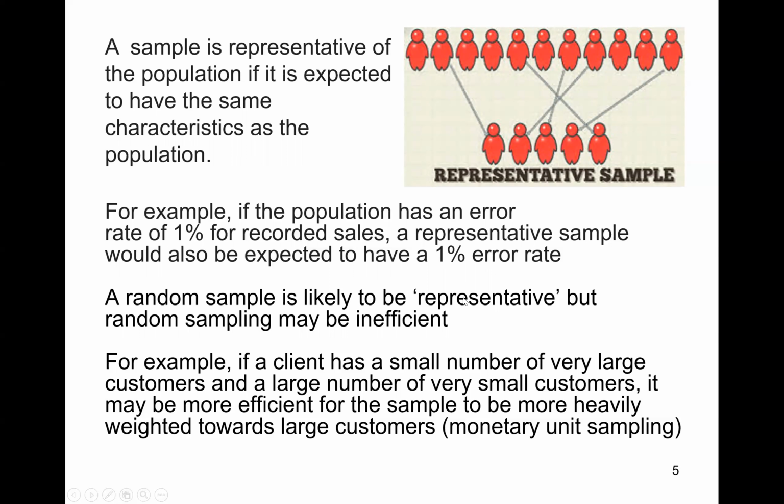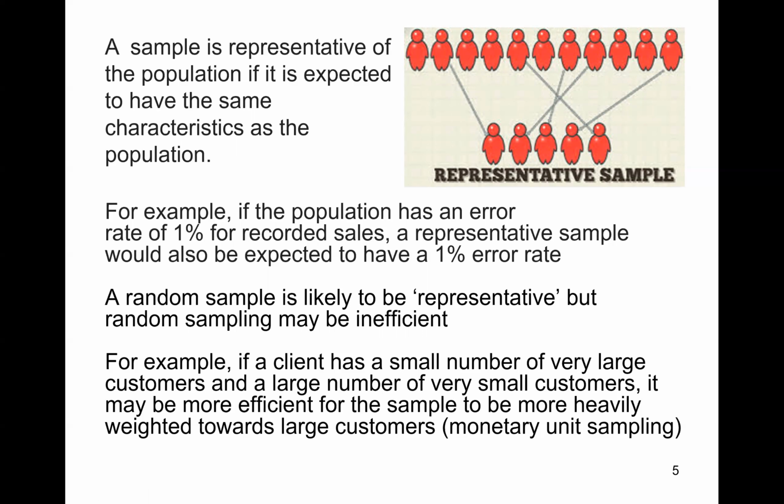Now, a random sample is likely to be representative, but the downside of random sampling is that it's likely to be inefficient. When you draw a sample at random, you're not imposing any criteria on how you select items for the sample. But that may not be the most efficient way to do sampling. It may be more efficient to focus, for example, on high-risk items or items that are more likely to be misstated. So for example, if a client has a very small number of large customers but a large number of very small customers, it may be more efficient for the sample to be heavily weighted towards large customers.